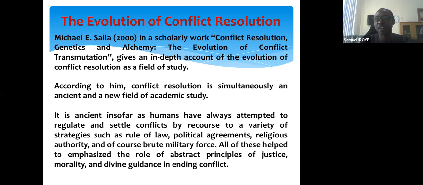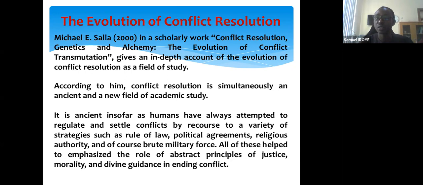You remember I said that conflict resolution existed before now, but now we have it as a field of study. Prior to now, we had it as a practice being used in different ways, in different modes, and in different societies. So according to Michael Salla, conflict resolution is something that is relevant in both the past and the present, more particularly in the present because it has now been formed, reformed, and established in a way that everyone everywhere can take advantage of it in its reformed mode. Take note that it is ancient.